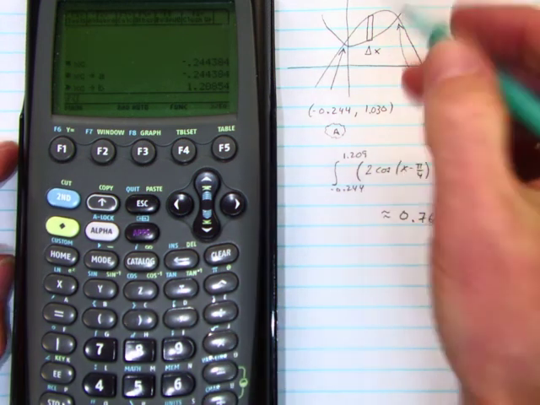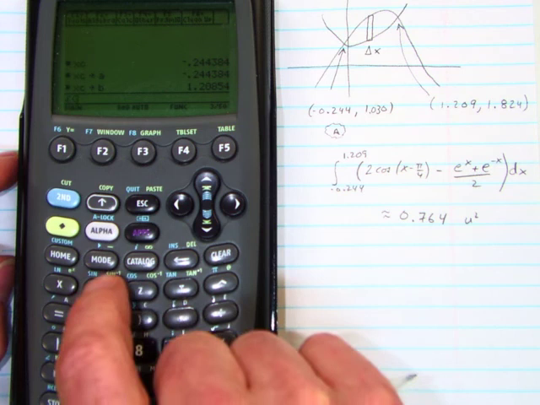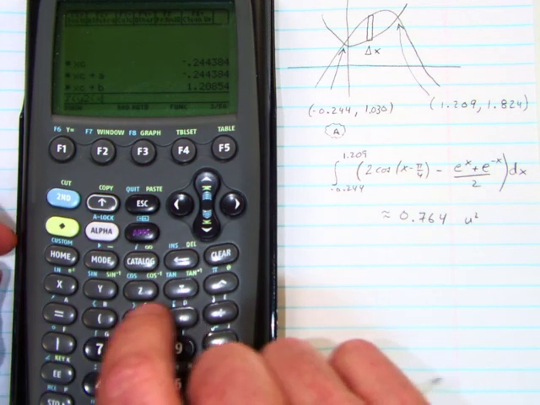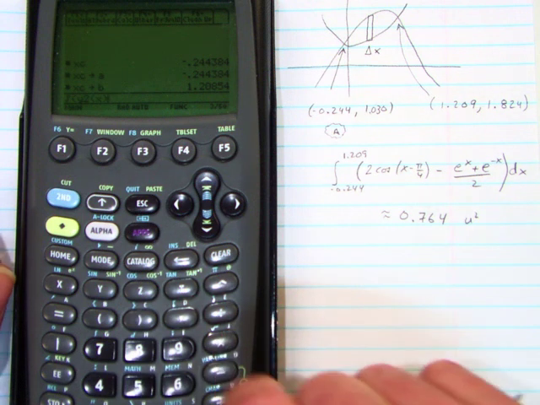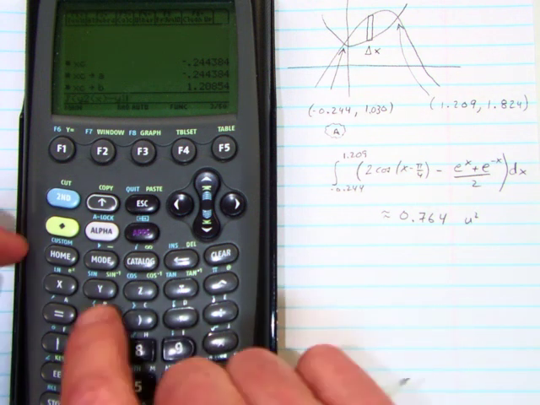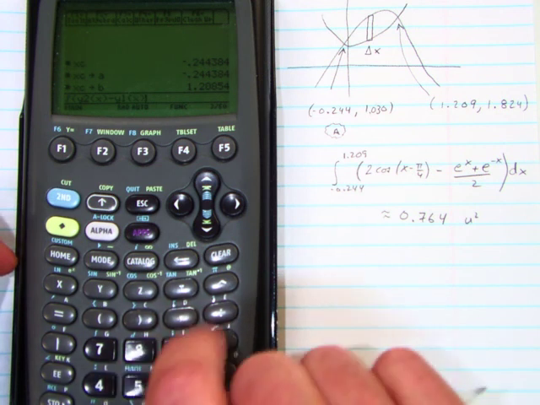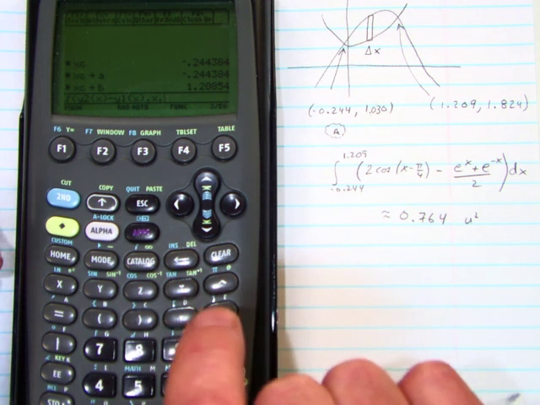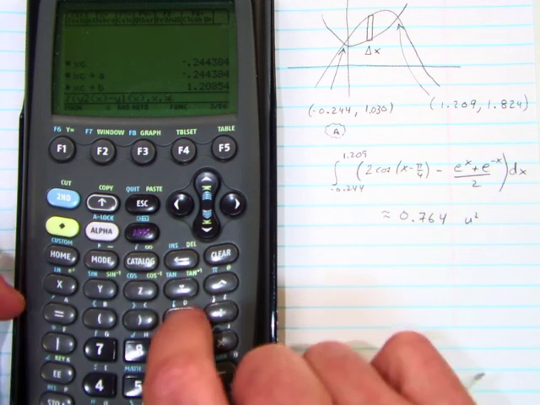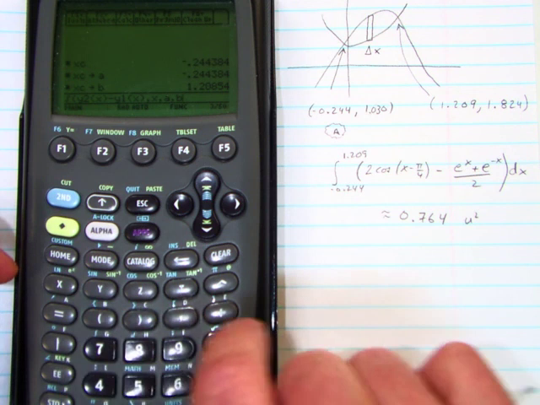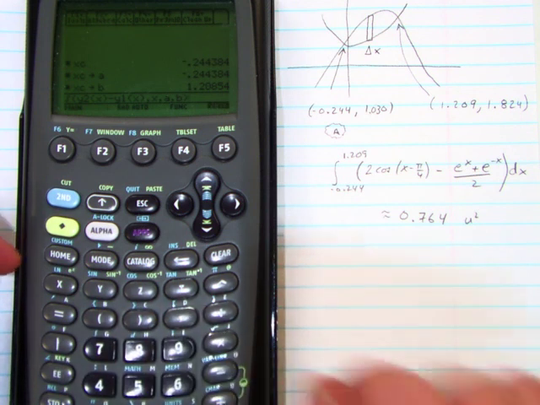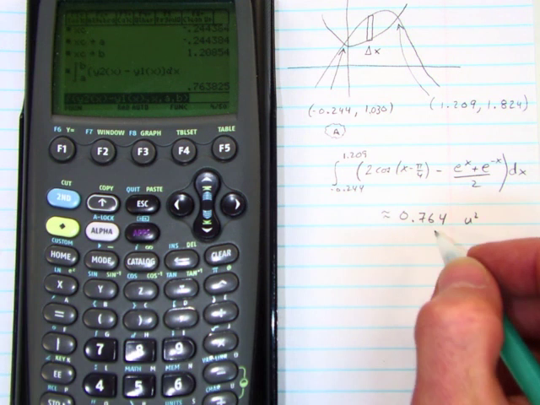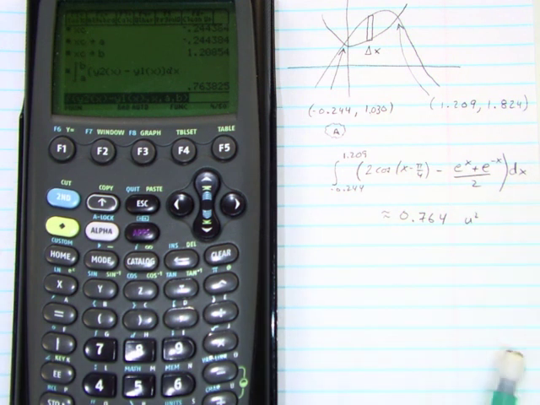y2 is on top in the graph. So we press y2, but we need to tell it that it's a function of x. So we need to say y2 of x minus y1 of x, comma x. So we're telling it to integrate with respect to x, and then comma alpha A, comma alpha B, close our parenthesis, hit enter, and we get our number of 0.764 when rounded to 3 decimal places.